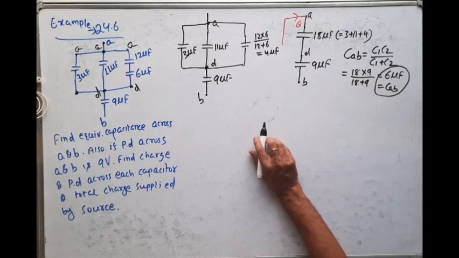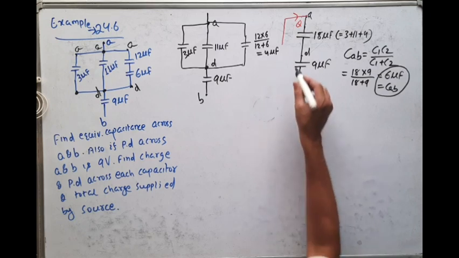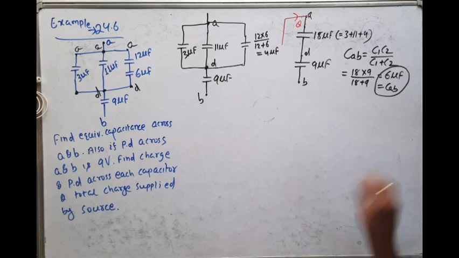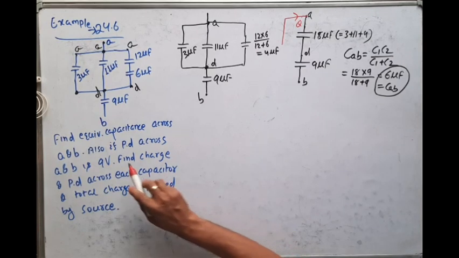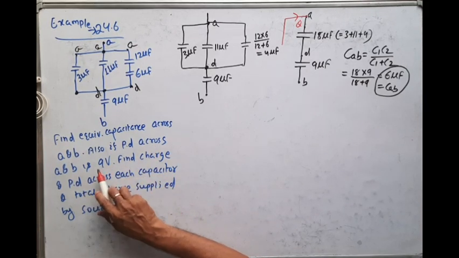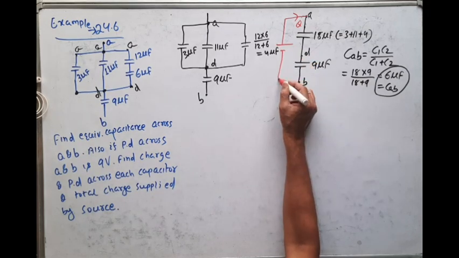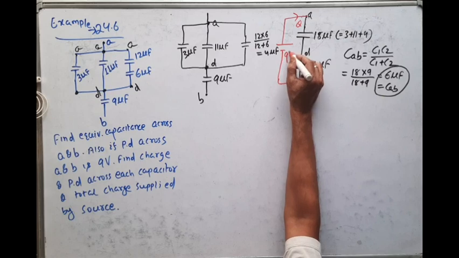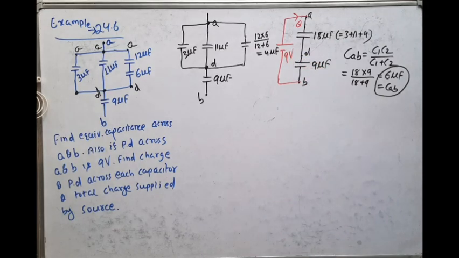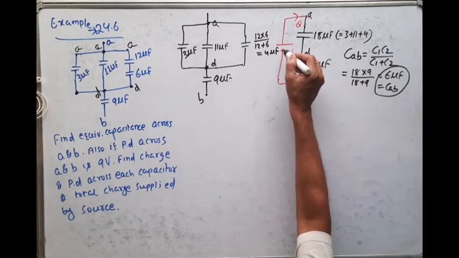So next, what will we find? We have to find the total charge supplied by the source. Now see this A and B terminal. The potential difference across A and B is 9 volt. Suppose this A and B is connected by what voltage? 9 volt. So then what is the total charge sent by this source?